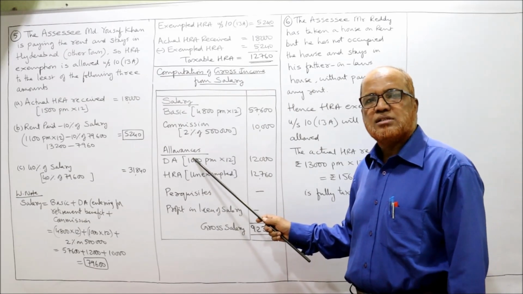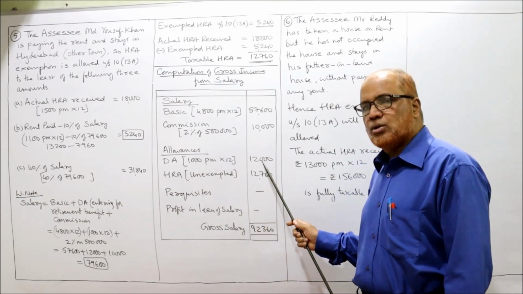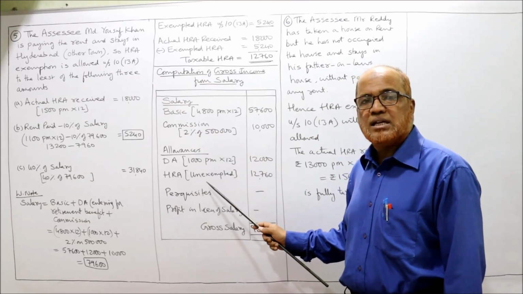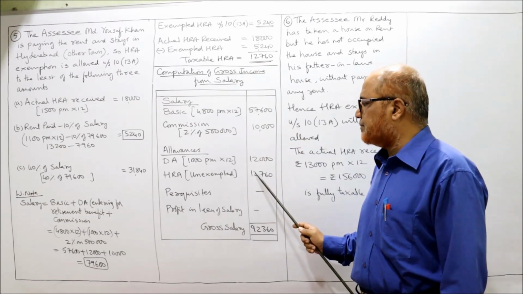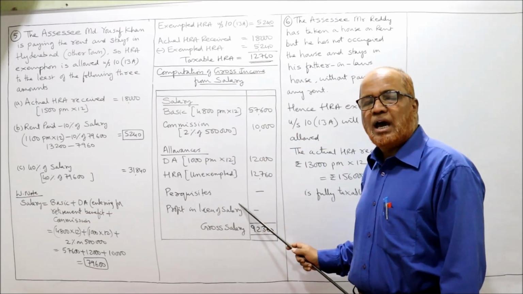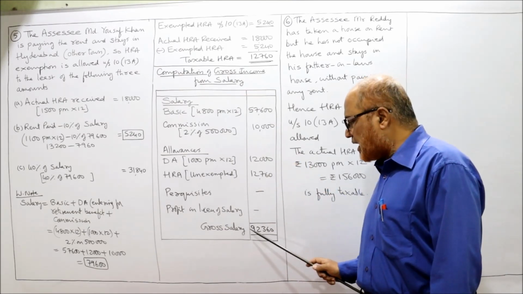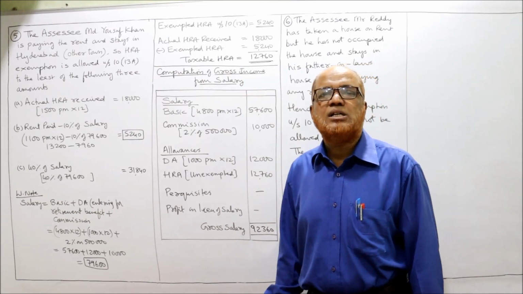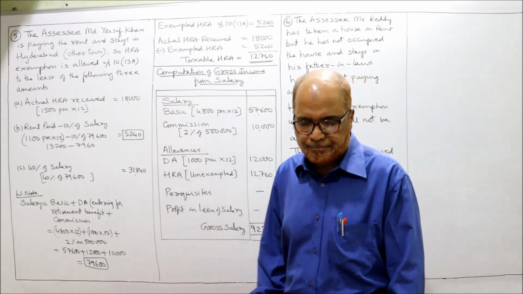Next comes allowances. Under allowances, DA. DA 1,000 per month into 12, 12,000. HRA, unexempted amount or taxable amount, 12,760. Perquisites we don't have in this problem. Profit in lieu of salary we don't have. The total of gross salary is 92,360. That's it. This is the end of problem number 5.